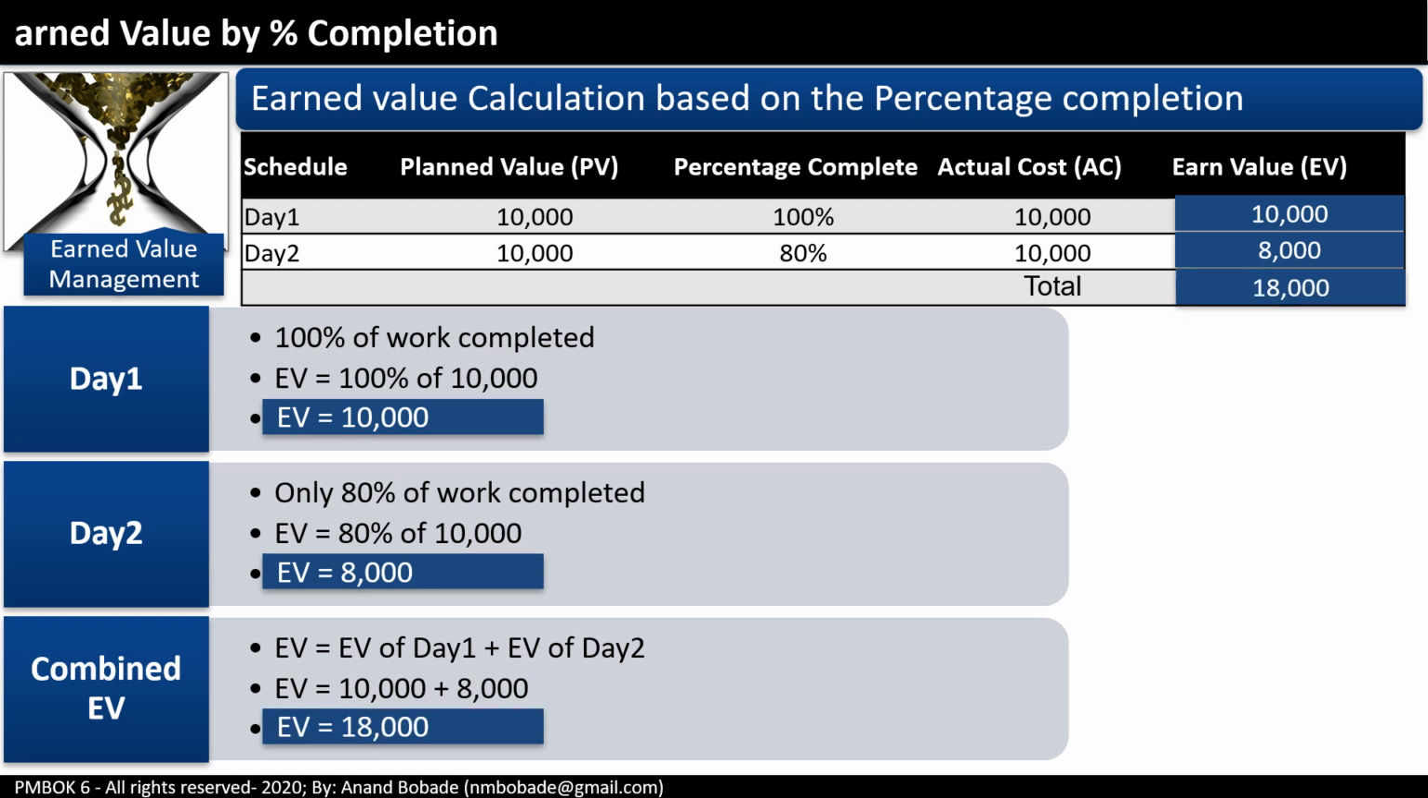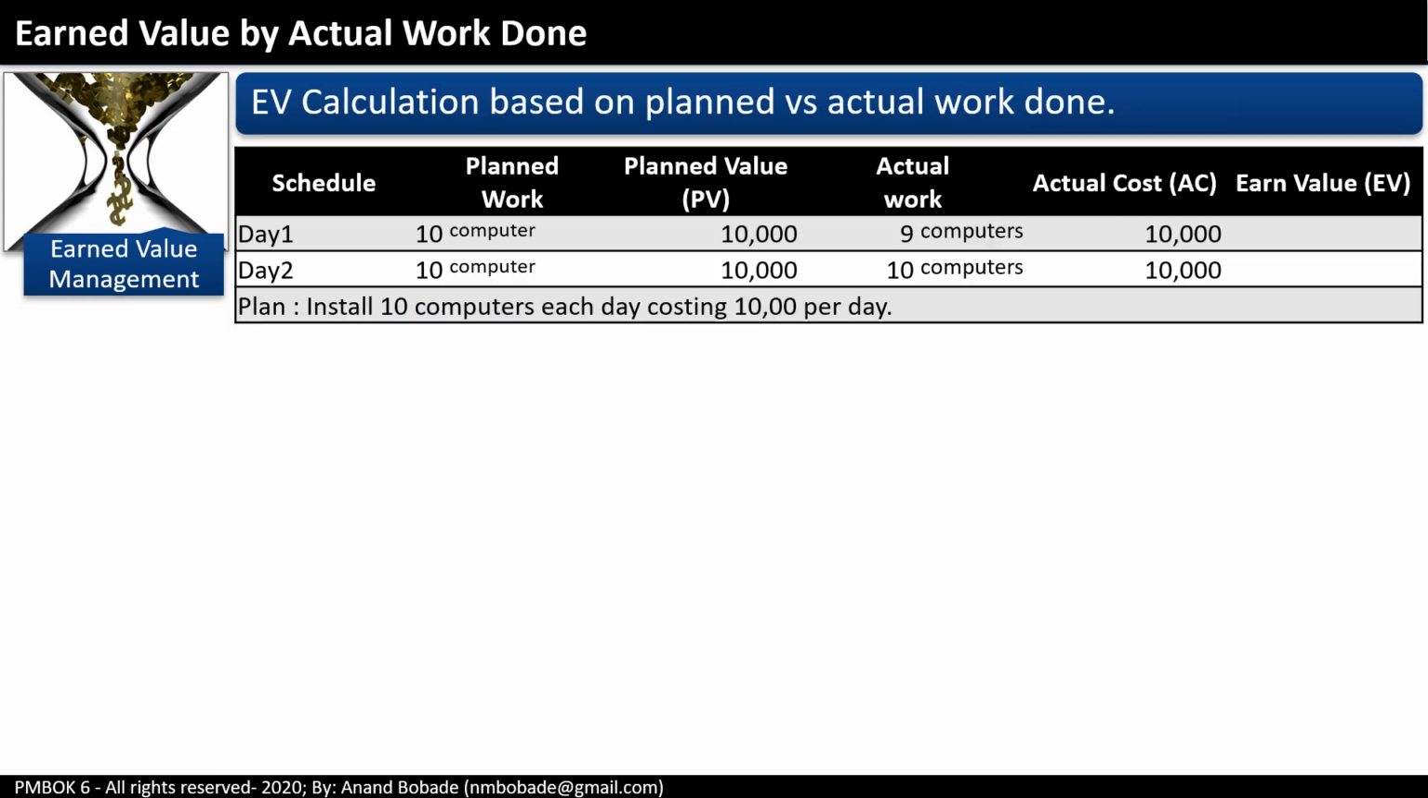Notice something important here. EV does not depend on actual cost, AC. It only depends on the amount of work completed. Quick check. If your PV is 20,000 and you complete 50% of the work, what's your EV? Yes, 10,000. Now let's look at the second method, calculating EV based on actual work completed in numbers.